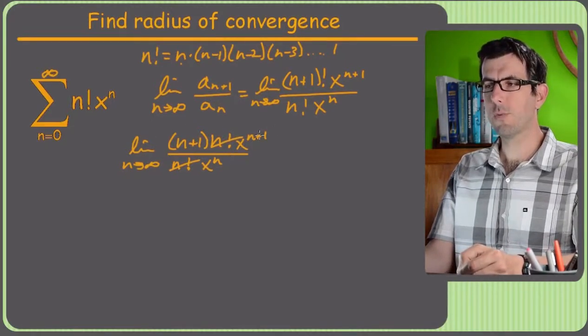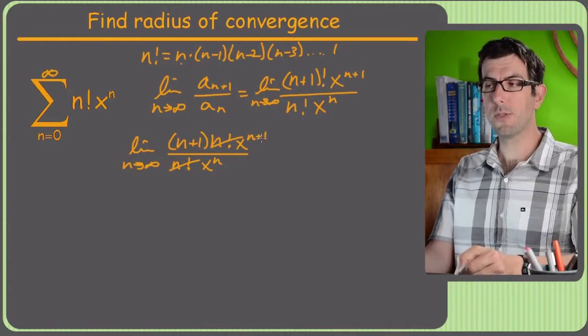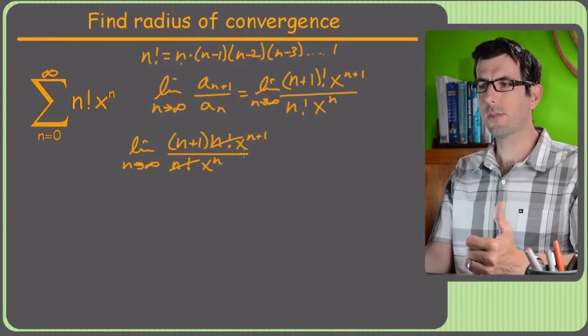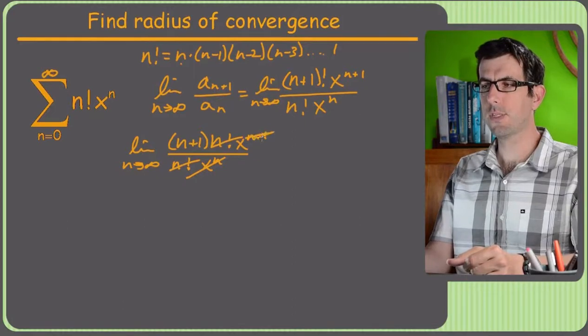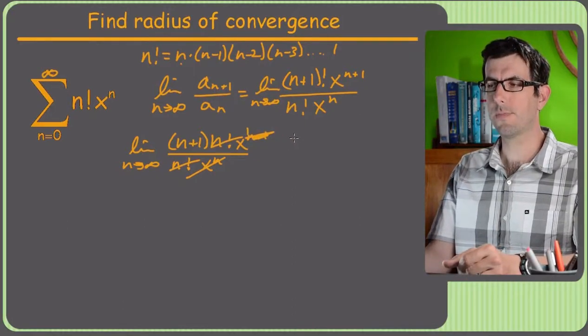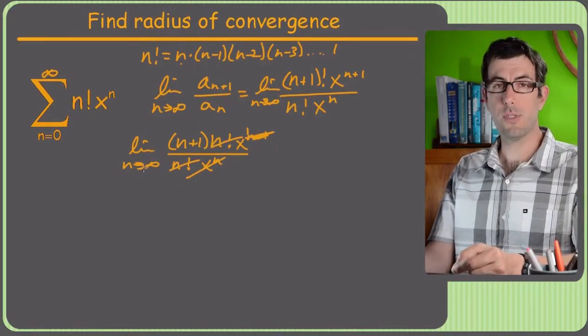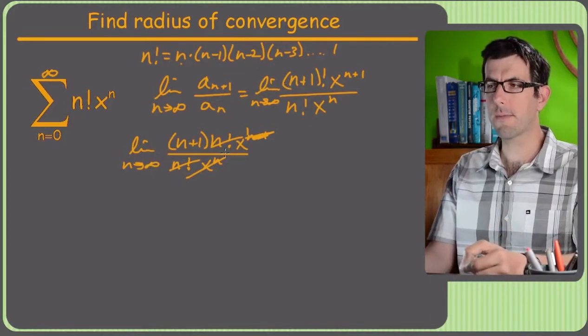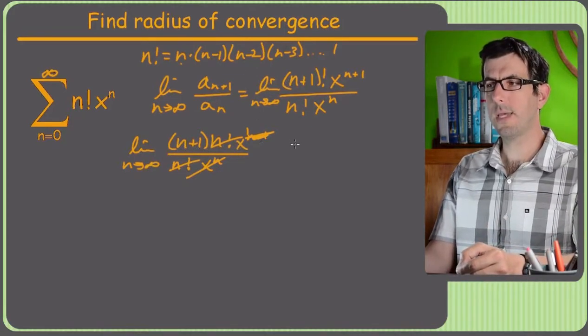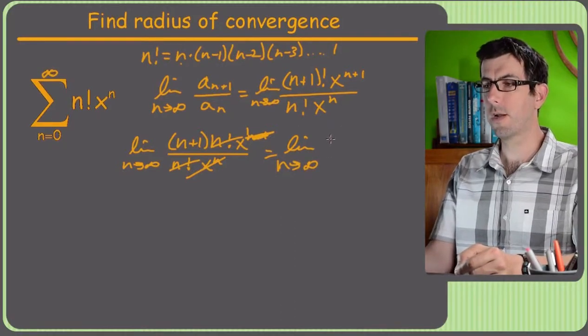And then x to the n plus 1 and x to the n. The power upstairs is just 1 bigger than downstairs. So this cancels this, and we just end up with x to the 1 upstairs. So the limit as n approaches infinity of this ratio test thing is n plus 1 times x. So what is wrong with this picture? What does this mean for our radius of convergence?